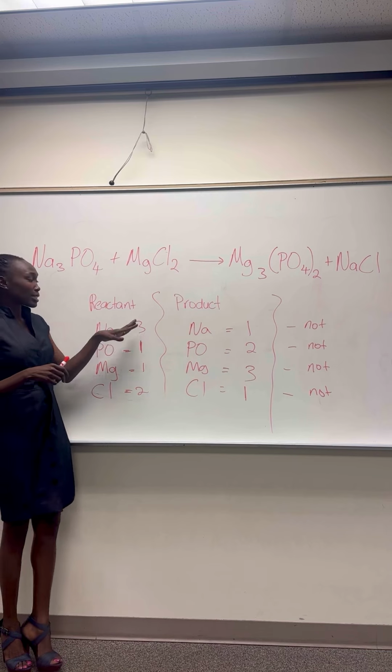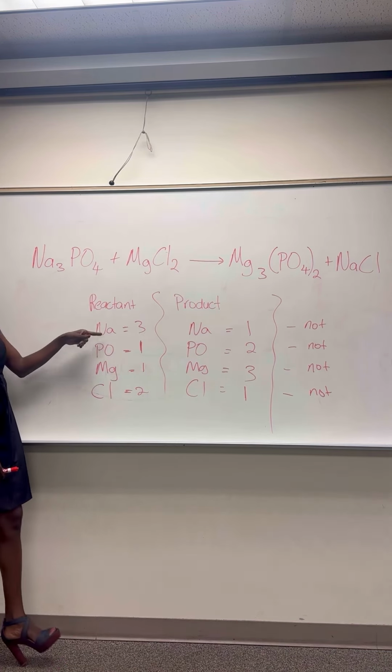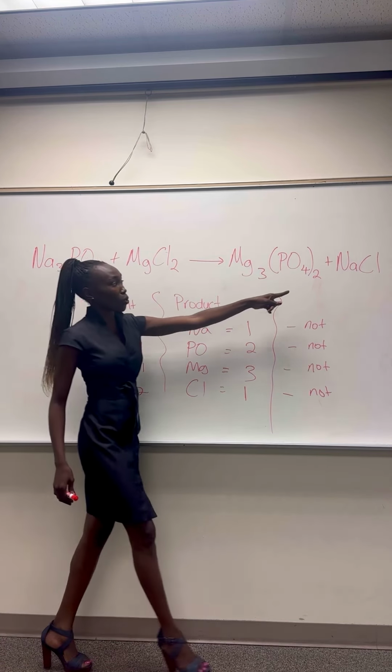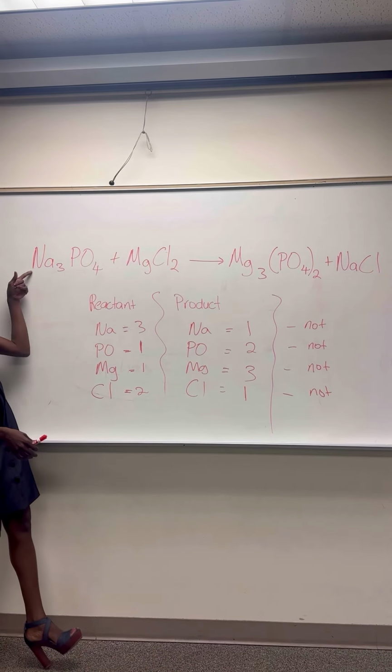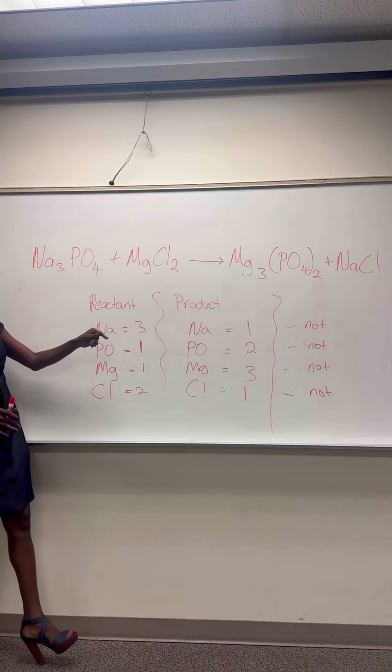I went ahead and listed the atoms and the polyatomic ions. We're counting them as one. Here we have sodium that has 3, right? In the reactant product, we only have 1, right? You have your phosphate here, you have 1 because we're counting them as 1, right? You have 4 oxygen, but you have 1 phosphate group, right?